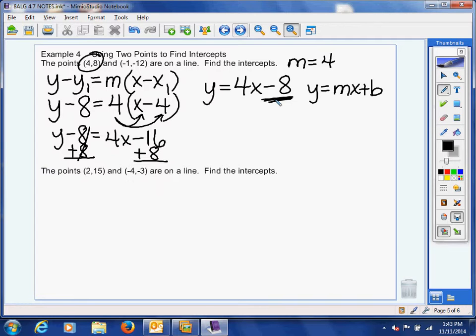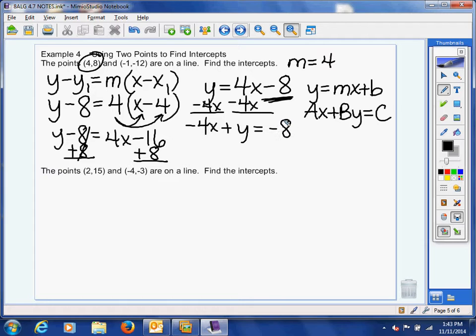Remember, in standard form, we want ax and by on the same side. So that means I've got to move that 4x over. So I'm going to take 4x away from each side, and I'm going to end up with negative 4x plus y is equal to negative 8. Guys, this is the perfect form to determine intercepts, and I totally encourage you to do this.